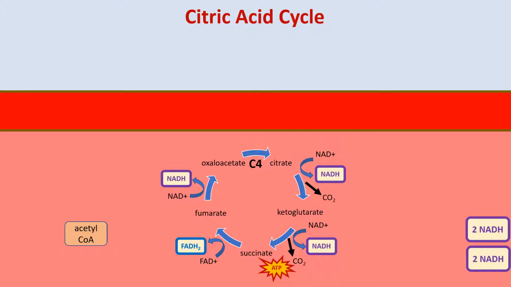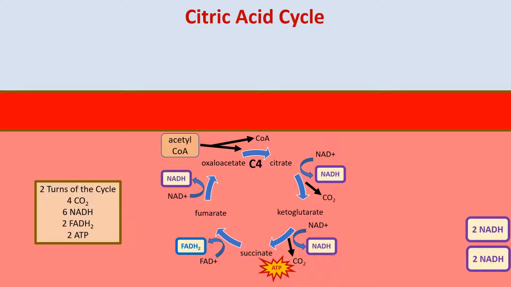Now, because we have 2 molecules of acetyl-CoA to metabolize, we're going to run this cycle for a second time. And with 2 turns of the citric acid cycle, we're going to generate 4 carbon dioxide molecules, 6 NADH molecules, 2 molecules of FADH2, and 2 molecules of ATP. And we're going to put those NADHs and FADH2s to the side along with the others because we're going to be dealing with those molecules in just a minute.